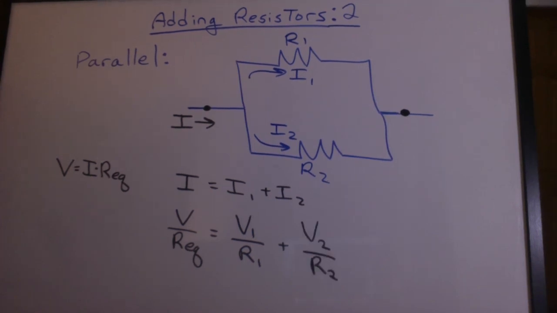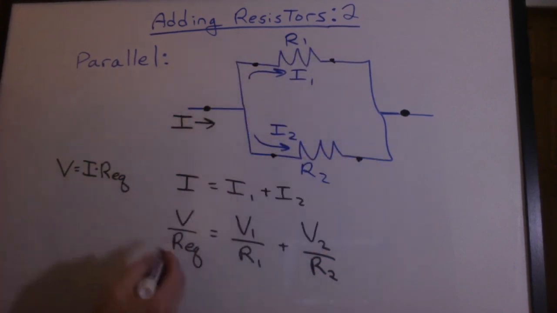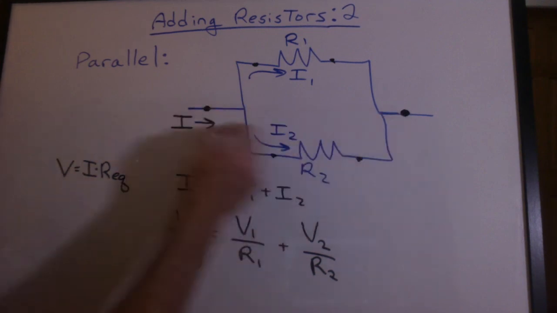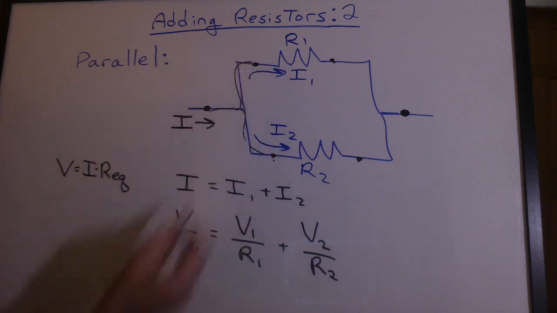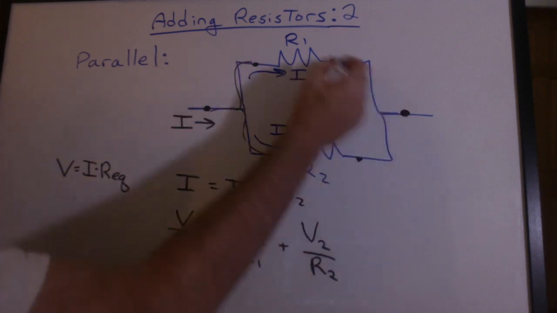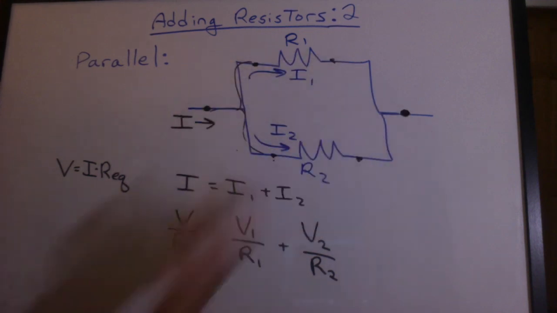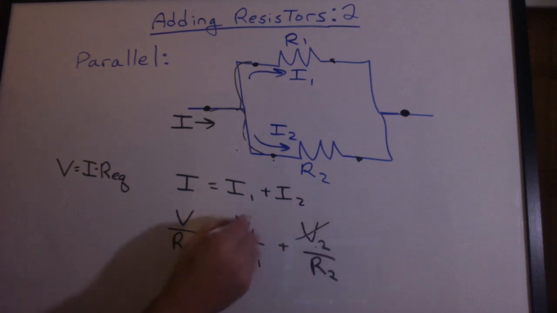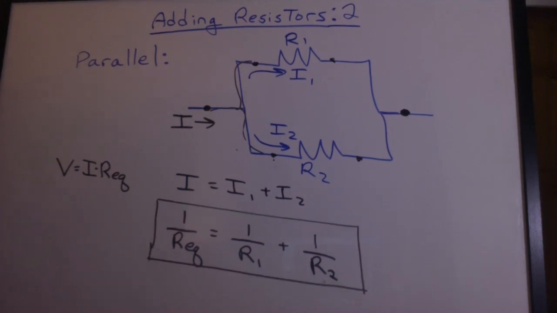V2 over R2. Now you might notice that the voltage drop across each resistor is the same. And it's the same voltage drop from one end to the other because there's no loss in voltage along these wires. So these three points are all at the same voltage. These three points are all at the same voltage. So the voltage drop has to be the same across these resistors. That means V is equal to V1, which is equal to V2, and they cancel out, leaving us with our formula for adding resistors in parallel.